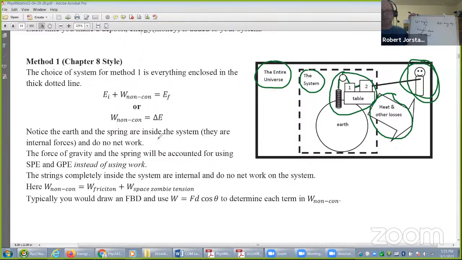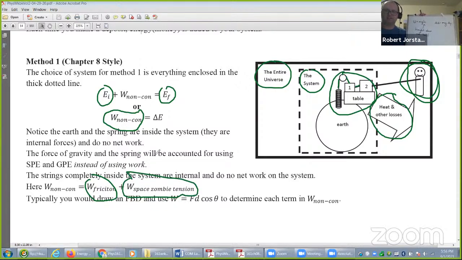And we say the stuff inside our system, if it's conservative, that stuff should conserve energy. So E initial should equal E final as long as these non-conservative and external things do negligible amounts of work. So what we could do is figure out the work done by friction and figure out the work done by the space zombie. And when we add up the work done by the friction and the space zombie, we would then say, okay, we got this piece of the puzzle, and other than that, energy is conserved.